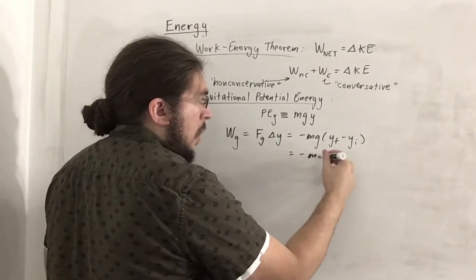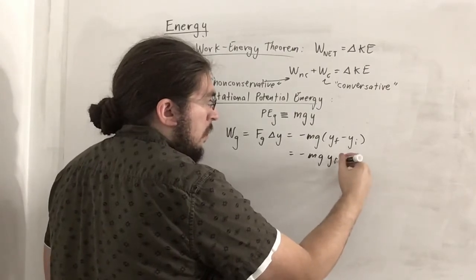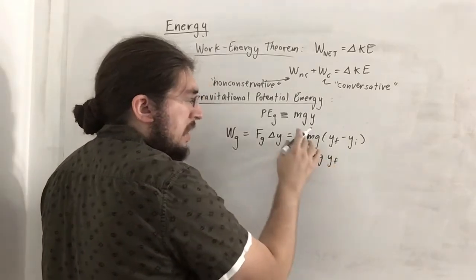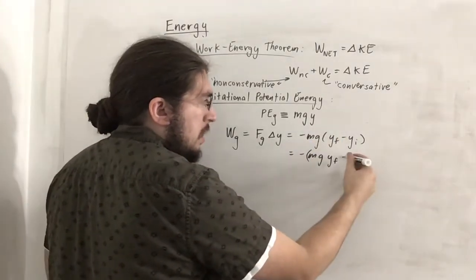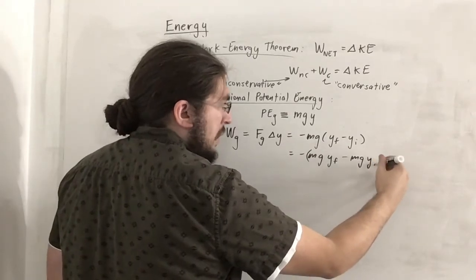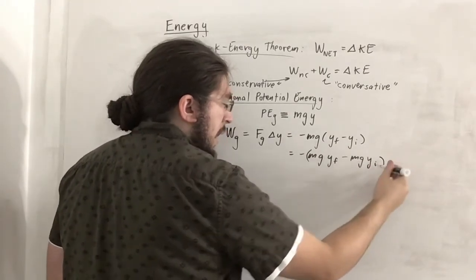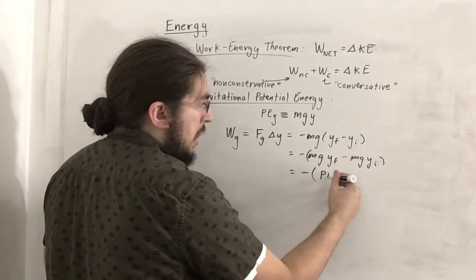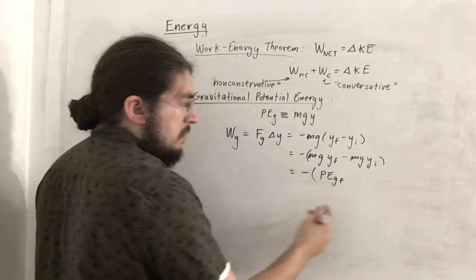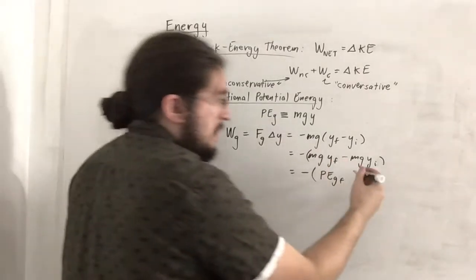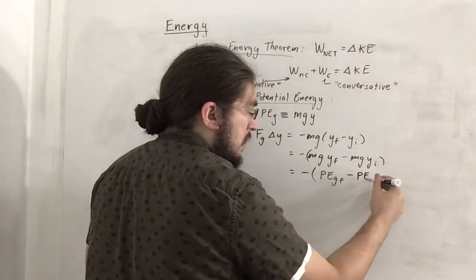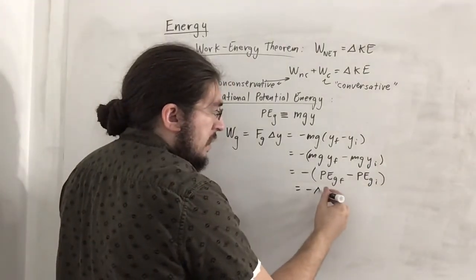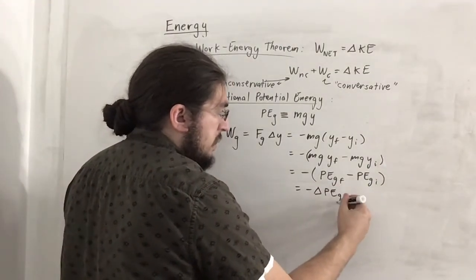So this is negative mg yF, and then I guess it would be positive mg yi, but I'm going to actually leave the negative on the outside and distribute the mg only, so that we get this. And you'll see why I'm going to do that in a second. It's because I'm going to just call this negative, and notice this is PGF, so the final gravitational potential energy, and this is the initial one. So really what we can say is that this is negative the change in gravitational potential energy.